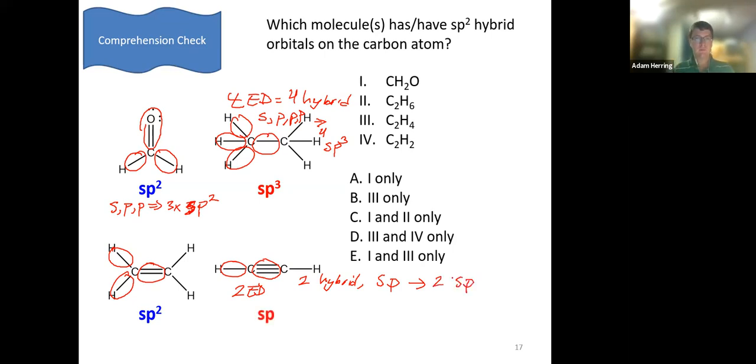Now again, the orbitals that we choose are always going to be the lowest energy orbitals. So you always pick the s orbital and then the requisite number of p orbitals. That way your total number of atomic orbitals you're combining is equal to the total number of hybrid orbitals you want. And the number of hybrid orbitals is equal to the steric number.